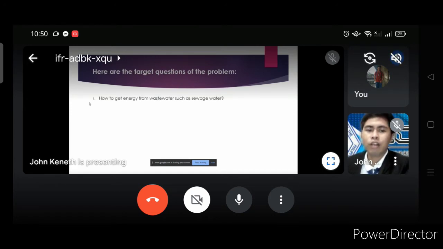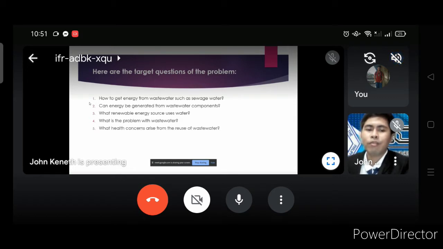First is how to get energy from wastewater such as sewage water. Number 2, can energy be generated from wastewater components? Number 3, what renewable energy source uses water? Number 4, what is the problem with wastewater?